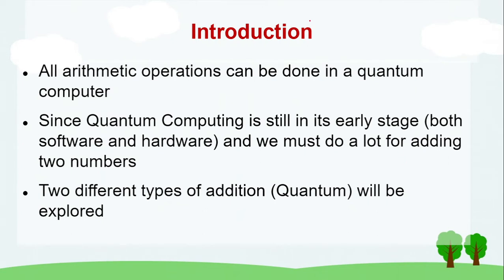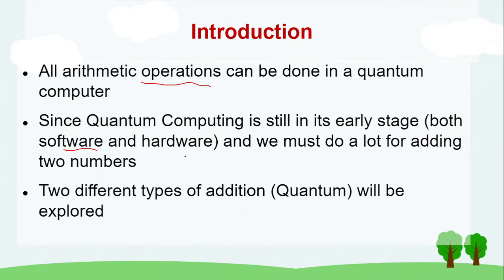We all know that arithmetic operations can be done, in fact have to be done in a quantum computer, then only it will become useful. Since we are in the early stage of quantum computing, both software and hardware, we have to do a lot for adding two numbers. It's a good thing to learn how two numbers are getting added in a very, very basic state.